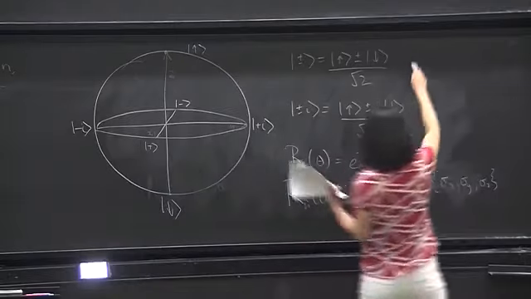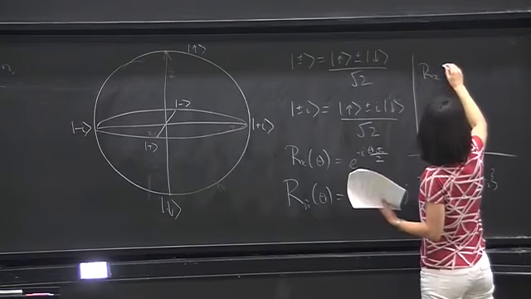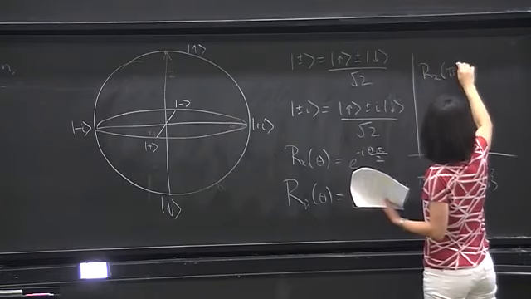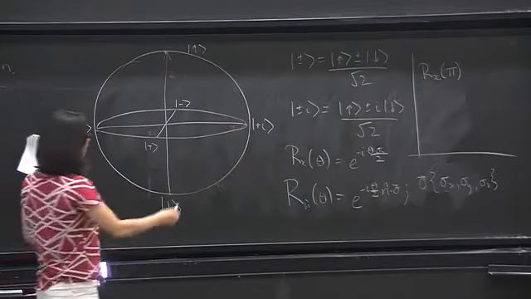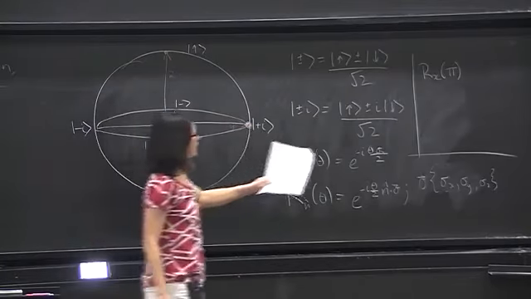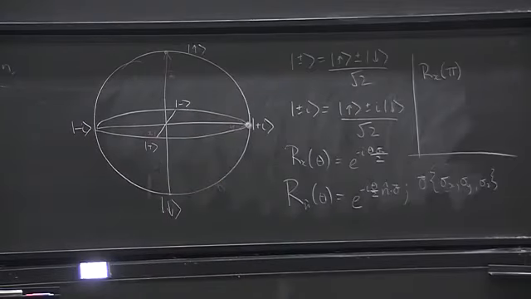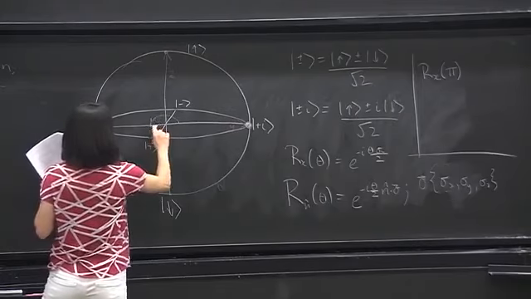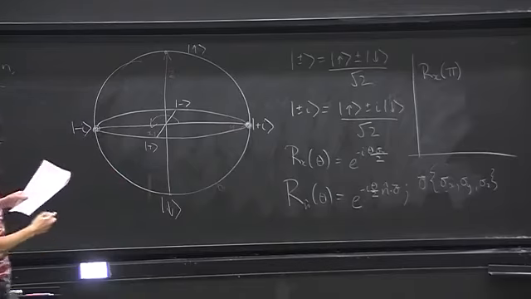So just to test you guys. Let's say I start off with a state that's here, the plus i state, and I apply this rotation, or this unitary operation. What would I get? Yep. Good.